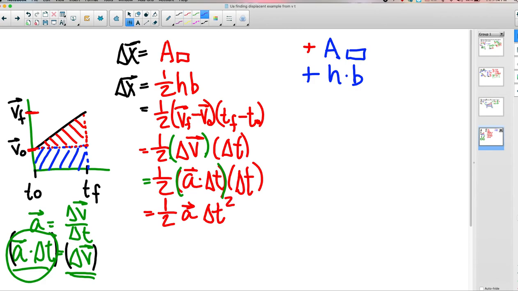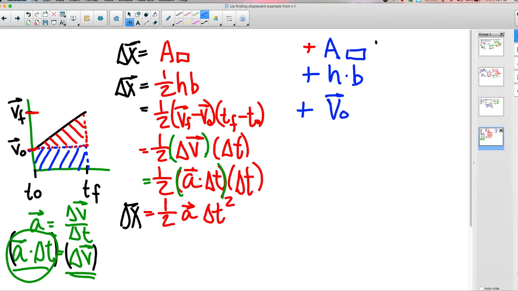Now, we're going to take a break at this time and say that the displacement can be calculated. We have 1/2 times the acceleration times the change in time squared. But remember, we have to add the area of the rectangle. So going through similar steps, we'd have to add the area of the rectangle, which the height of our rectangle is actually the starting velocity.